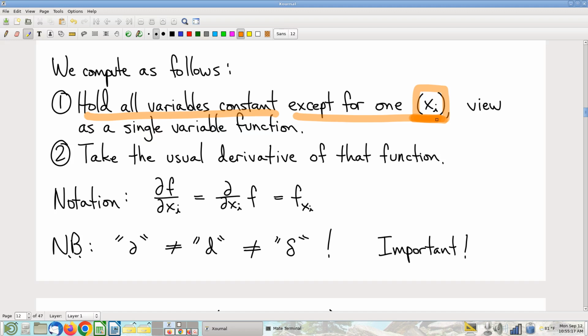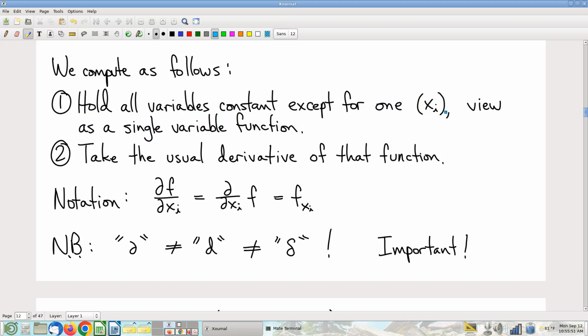And thus, since there is now only one variable that's actually a variable, indeed we have a single variable function at this point. And if you think about it, if you have a single variable function, you can do single variable calculus. You can take the usual, plain old, regular old derivative of that resulting single variable function. Okay, so that's the process. I'm going to show you some examples in a minute. Real quick, though, I need to show you the notations, how we're going to represent this.